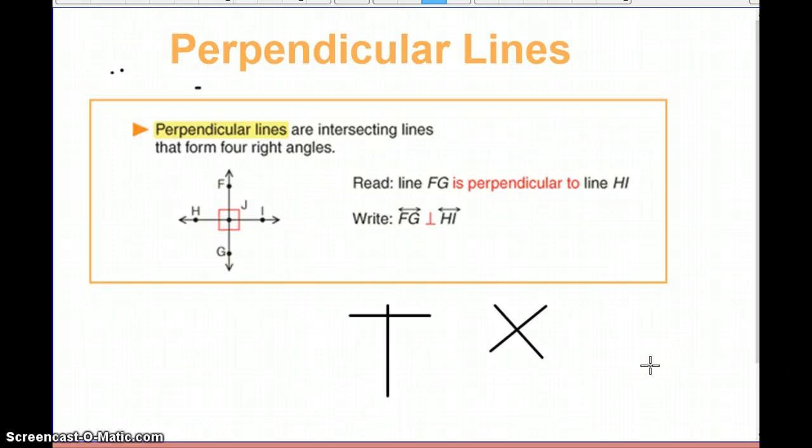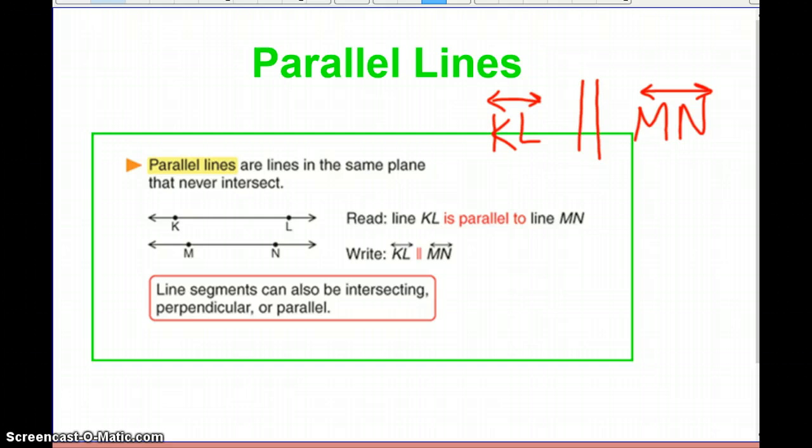Okay, those are called perpendicular lines, and the symbol for a perpendicular line is right here. It's that upside down T, because it makes those 90 degrees. So perpendicular lines are intersecting lines. They're a special type of intersecting lines.